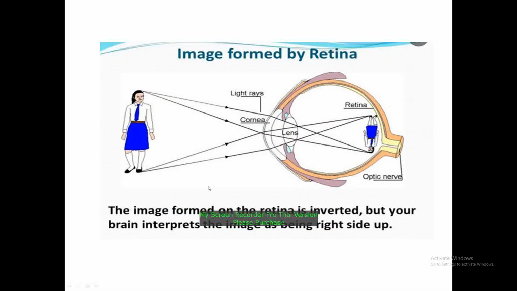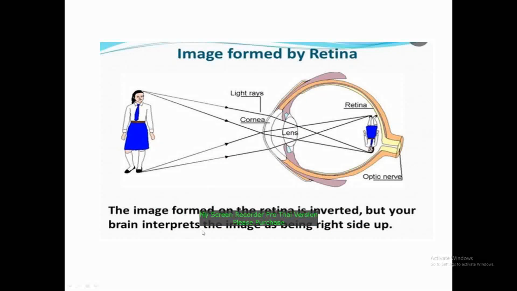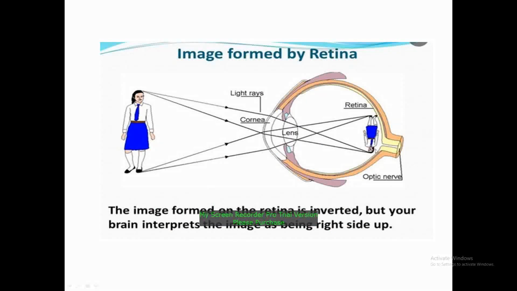Image formed by the retina. The image formed on the retina is upside down, but your brain understands the image and interprets it as being right side up. So you see the clear picture.